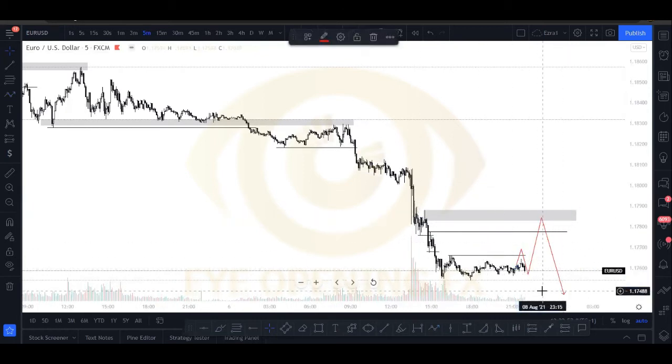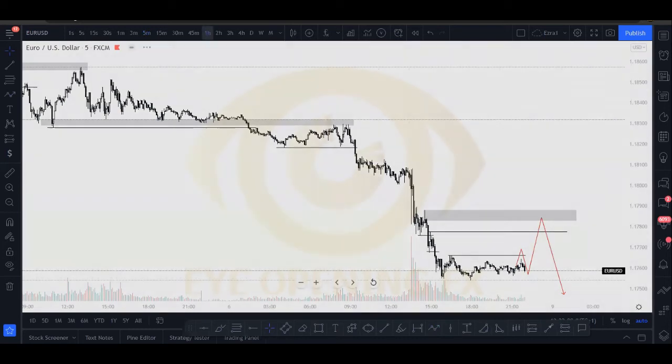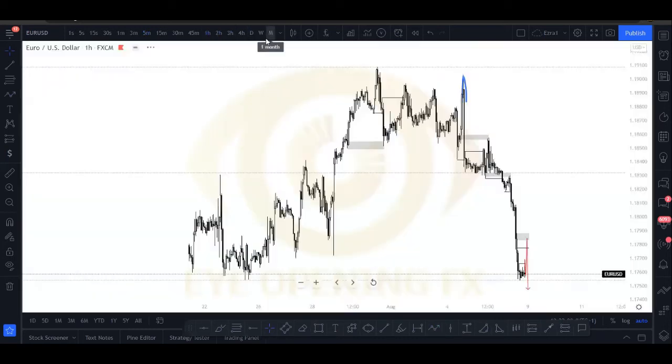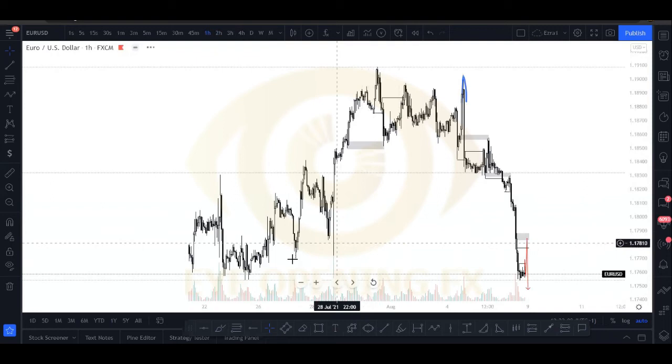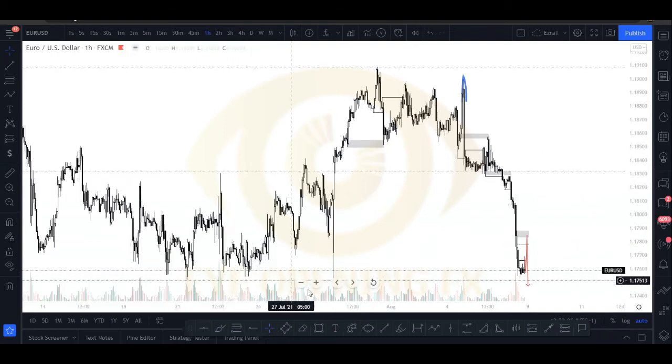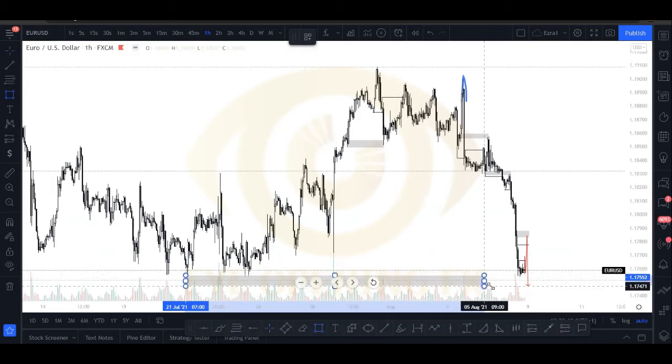Before you start looking for more sell to take out the last external liquidity on the downside. So the only point of interest I had around this area is this area.